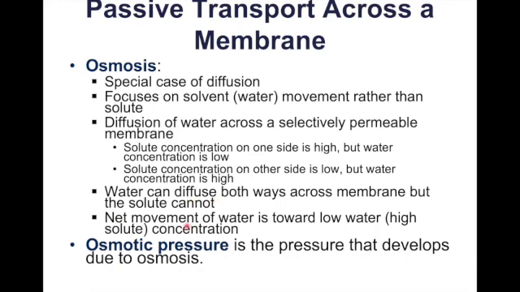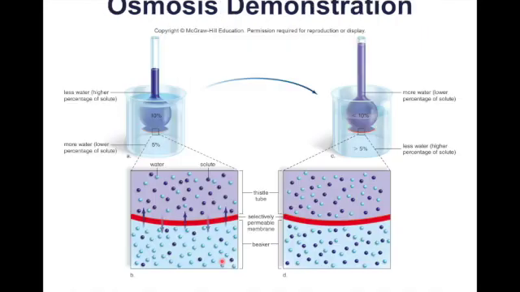And so you're going to get this net movement of water towards the low water, which is the high solute concentration. I always think of it like the cell wants to try to dilute that solute. It can't bring more solute in to increase its concentration, so it has to send water out to dilute it. And so we talk about osmotic pressure that develops due to osmosis if you get stuff moving in and out too much.